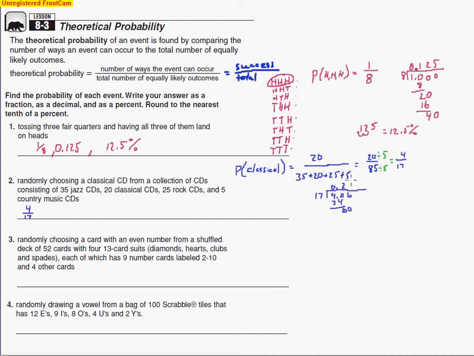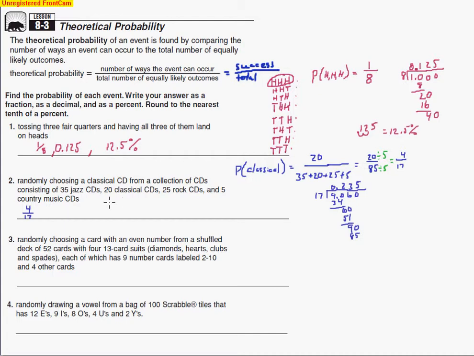17 into 60 goes 3 times, and that gives us 51. And we're left with 9 left over. Bring up the 0, and bring it back down. And then we go 17 into 90 goes 5 times, and that ends up being 85. So we'll just stop right there.